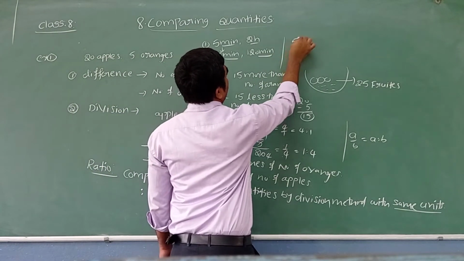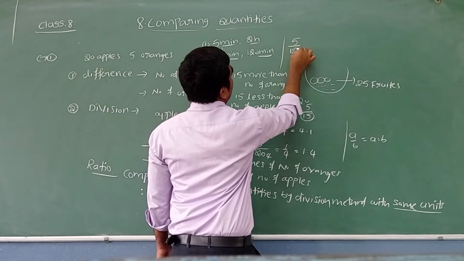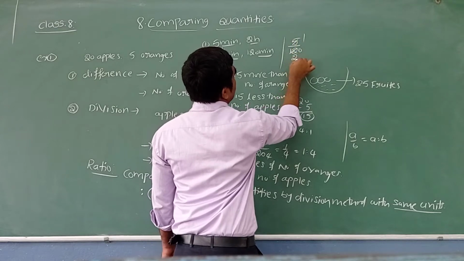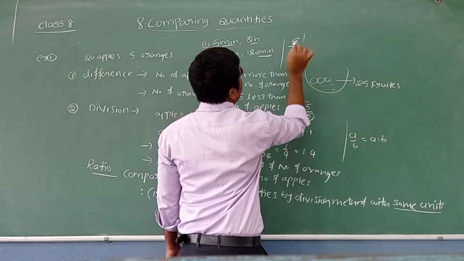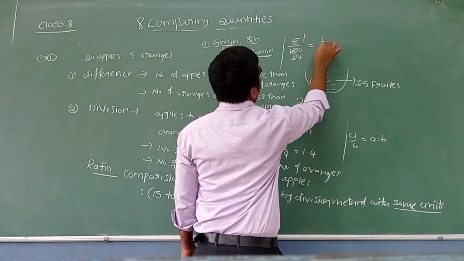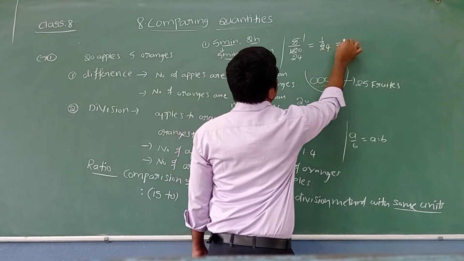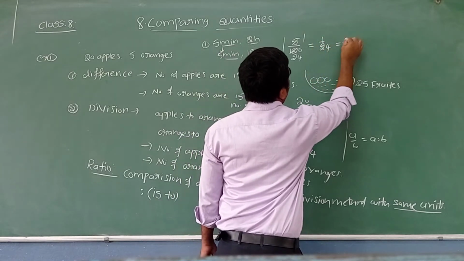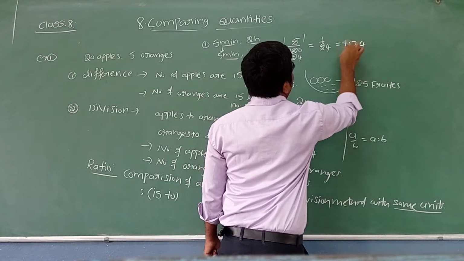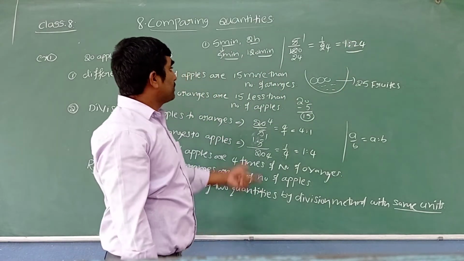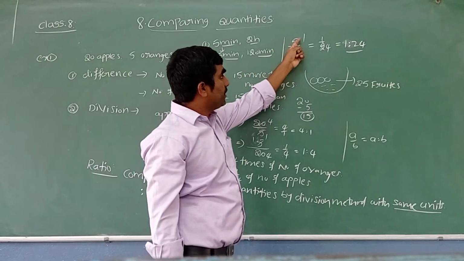How can we compare? 5 by 120. 5 ones are 5, 5 twos are 10, 5 fours are 20. So I can write 1 by 24. It is in simplest form. We can write here 1 is to 24. So after writing the fraction form, simplify it.